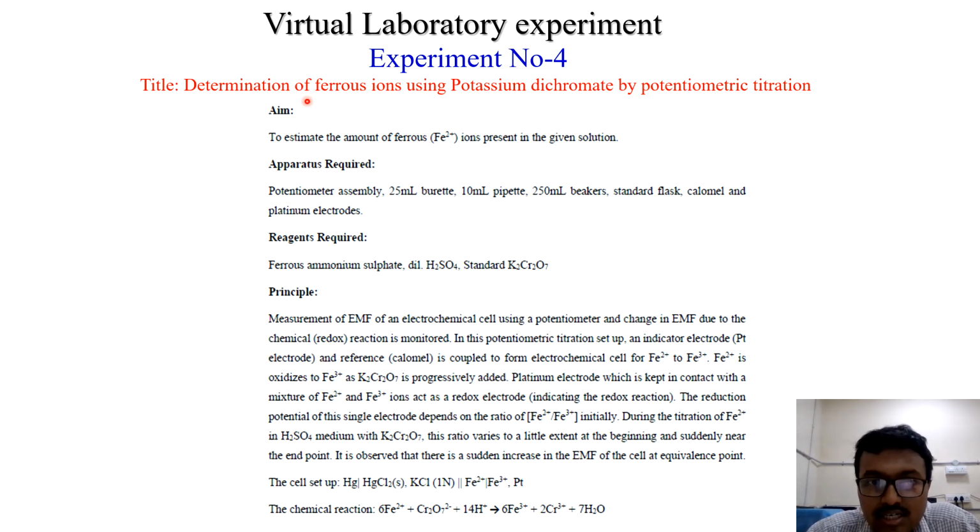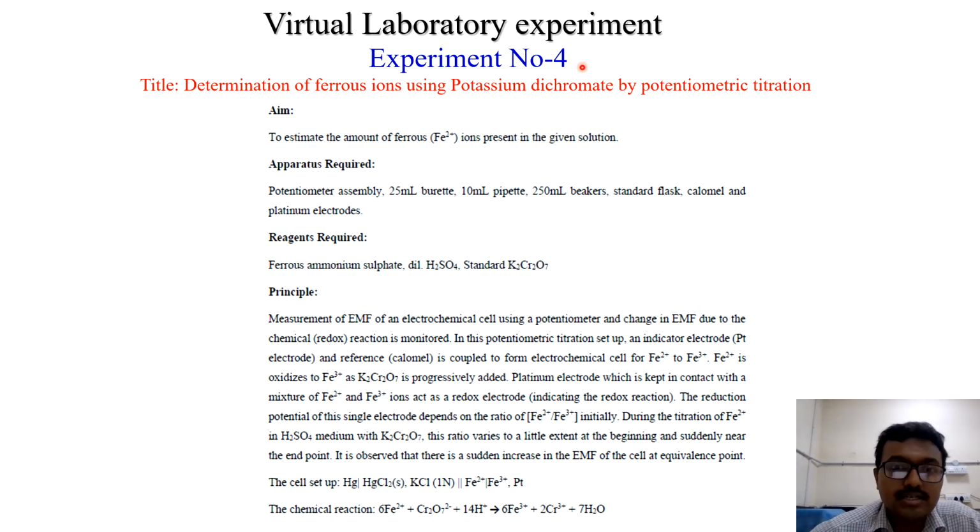In this titration, we are using ferrous ion and potassium dichromate. Ferrous ion means iron 2 plus, and potassium dichromate is an oxidizing agent. In the presence of sulfuric acid, potassium dichromate oxidizes iron 2 plus to iron 3 plus. When this reaction is happening, that is, when more iron 3 plus is forming, the EMF of the cell increases, and we can measure this increase with a platinum electrode and a potentiometer.